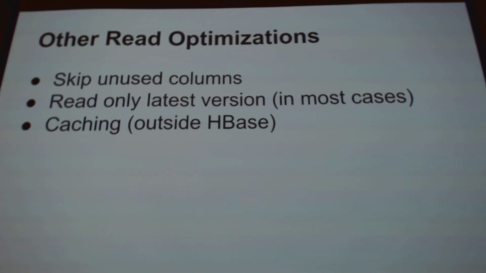So a few other read optimizations that we did. Skipping unused columns: the way we have our queries, we can always figure out a large chunk of our columns which we don't even need to read, so you can use column prefix filters for that. And in most of the cases for our queries, we don't care about older versions of columns. In some queries we do, and that's why we have that data, but for most of our queries we don't, so we don't read those. And we also have a separate layer of caching outside HBase to just reduce the amount of queries that actually hit HBase.